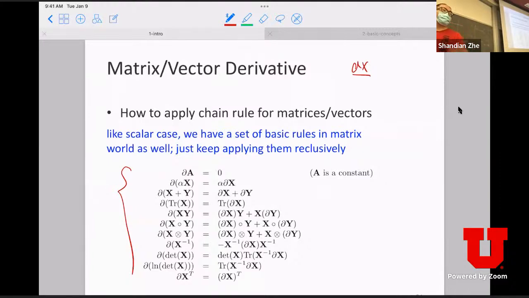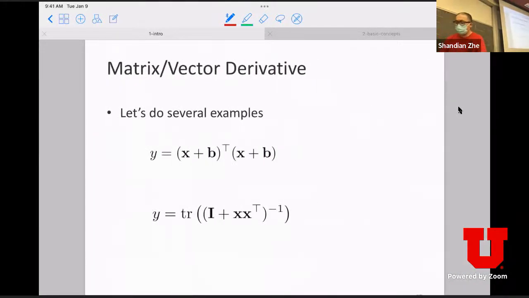Now I want to showcase two examples to give you a sense of how to do this. This is kind of like dictionary learning. I look up this dictionary, recursively apply the chain rule to get the derivative of each basic component, and then merge them together to get my final derivative, and then I can get my gradient. Any questions so far before we proceed to the example? Okay, let us look at the first one.